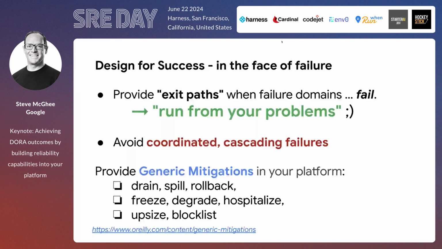And there are a few ways that have been published about this. There's a thing called generic mitigations. There's a link. I'll make sure that these notes get out to everybody. But basically, O'Reilly published a very small paper from a Googler named Jennifer Mace about what does it mean to do draining, spilling, rolling back, freezing, degrading, hospitalizing, upsizing, and block listing. All of these things are neat because they have nothing to do with the application or the technology or the product or anything. You can actually apply these methodologies to all the things independently.